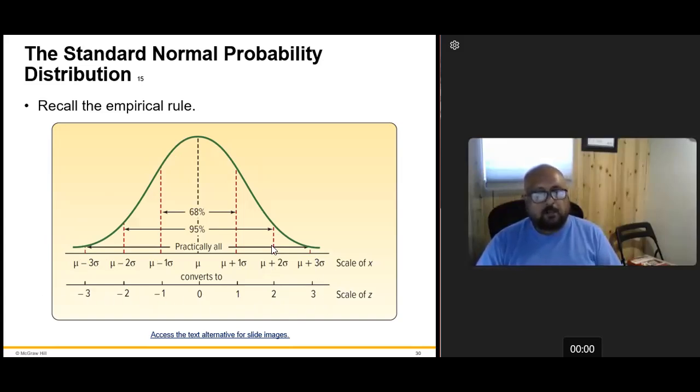In normal distribution, we use the scale of X on the x-axis, and in standard normal distribution, we use the scale of Z along the x-axis. Okay, I hope this was easy to understand for you guys.